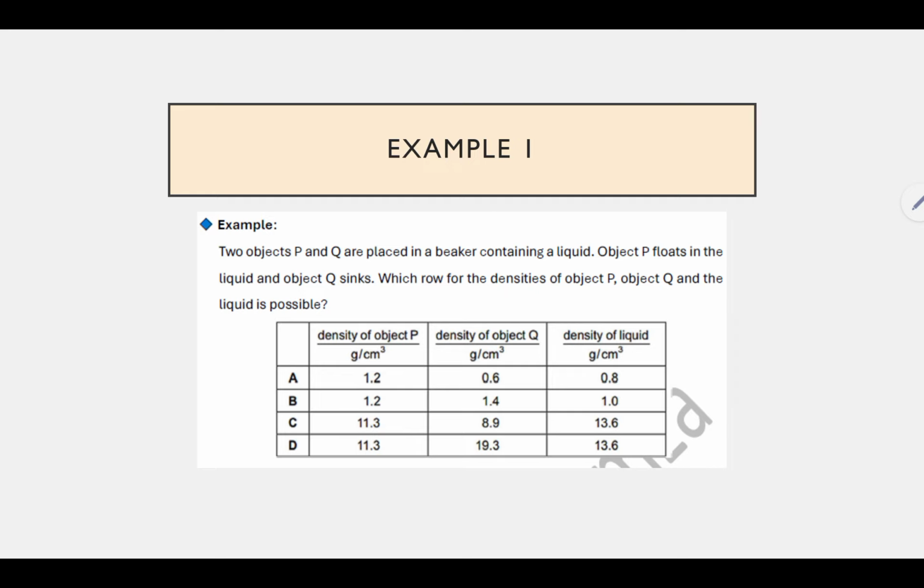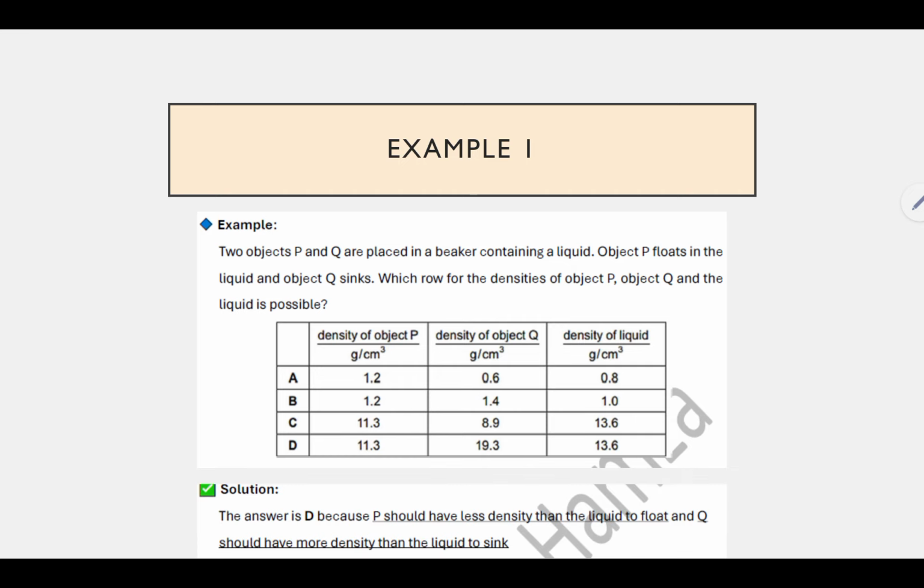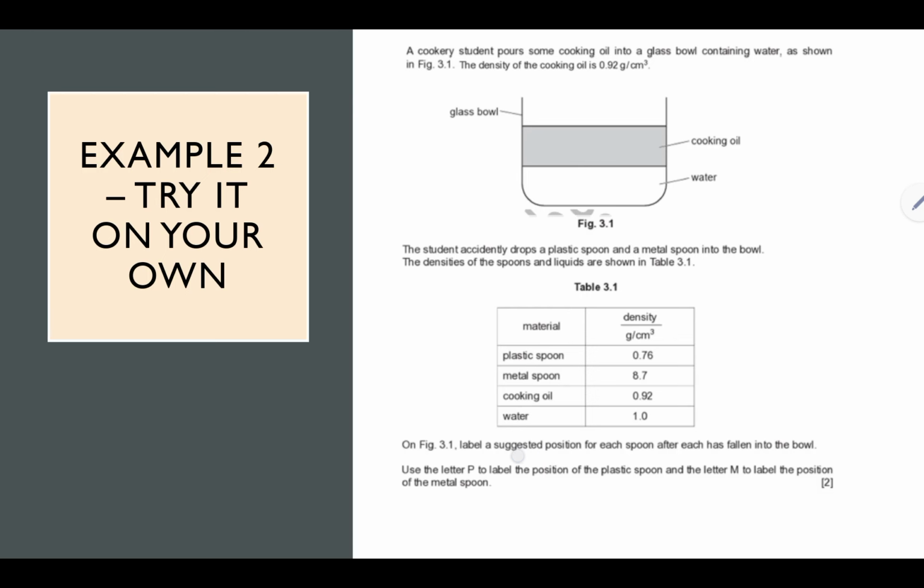In C, the density of object Q is 8.9, which is less than the density of the liquid, so it's incorrect. In D, the density of object Q is 19.3, which is more than the density of the liquid, which is correct. So since the density of the liquid is 13.6, P's density is 11.3, which is lighter, it will float, and Q's density is 19.3, which is more dense, so it will sink. Hence, the answer is D, because P should have less density than the liquid to float, and Q should have more density than the liquid to sink.